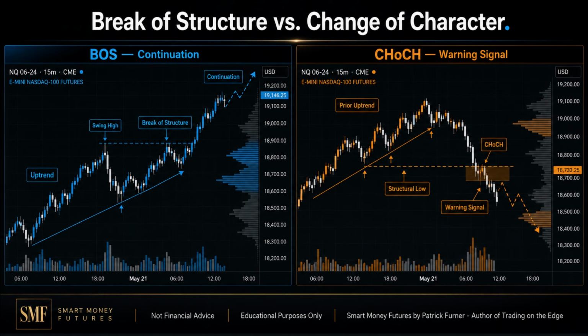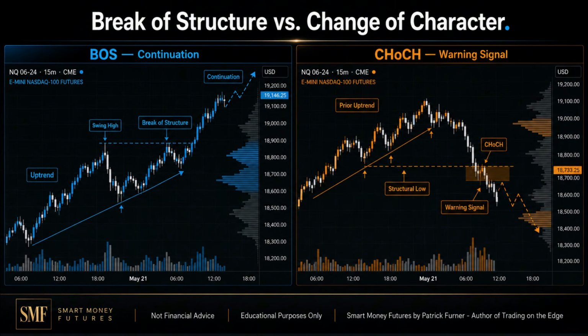The structure is intact. A change of character, or CHoCH, occurs when price takes out a structural point against the current trend for the first time. A change of character is a warning signal. It tells you the auction may be beginning to shift direction, but it is not a reversal confirmation. It is the first alert that a reversal is possible.